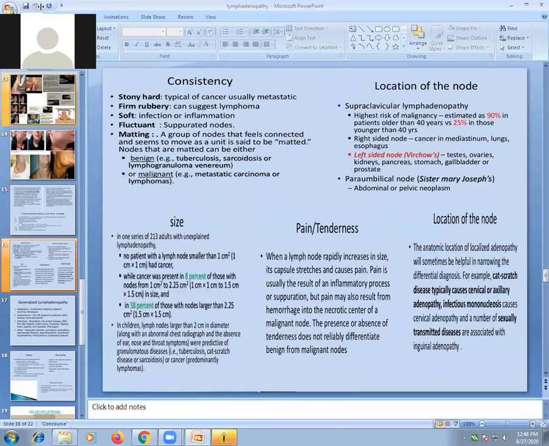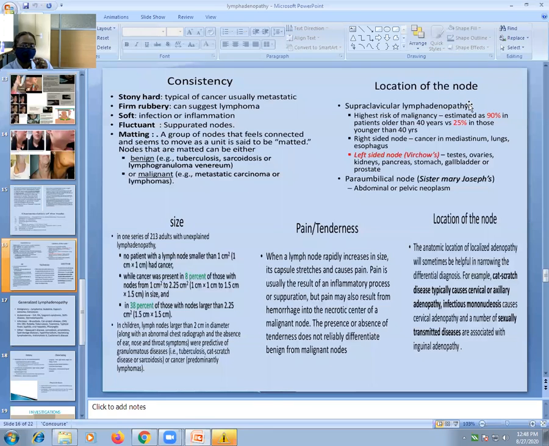Consistency: whether it is stony hard, rubbery, or soft and fluctuant, and whether matting is present or not. Matting is always a feature of tuberculosis. If the lymph nodes are matted, meaning multiple groups connected with each other, then it is mostly suggestive of tuberculosis or sarcoidosis.